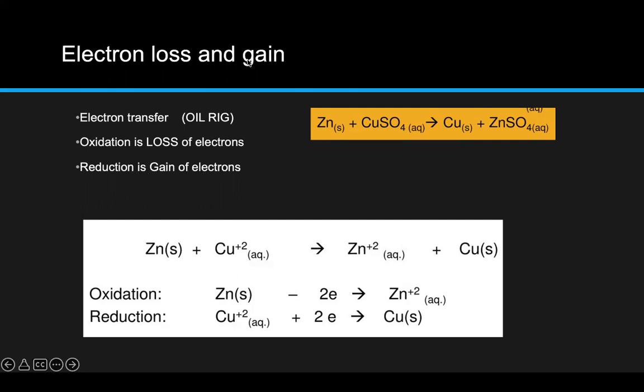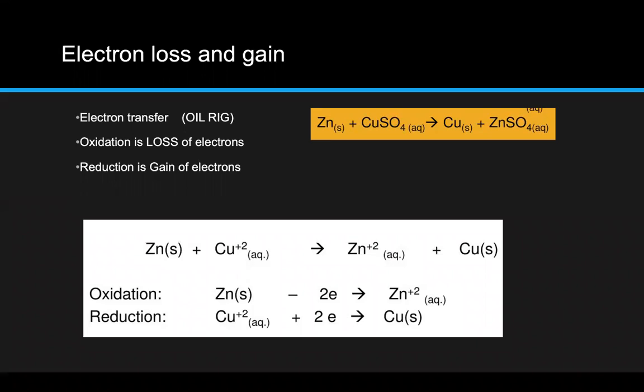Okay, so taking a look at this example of the displacement reaction of zinc and copper sulfate, where there's obviously no transfer of oxygen since there is no oxygen in the reaction as a whole. So zinc plus copper sulfate gives us copper in the solid state plus zinc sulfate in the aqueous state.